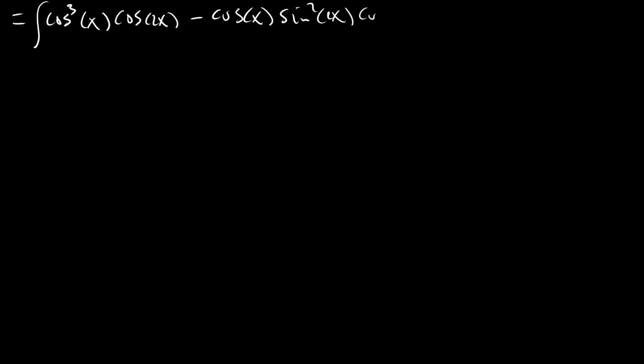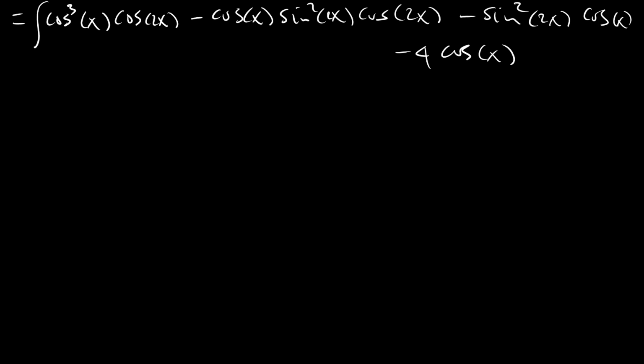Okay, so let's write this in a way that is easy to understand. So we have the integral of cosine cube of x times cosine of 2x minus cosine of x sine squared 2x cosine of 2x minus sine squared of 2x cosine of x minus 4 cosine of x sine squared of x cosine of 2x dx.